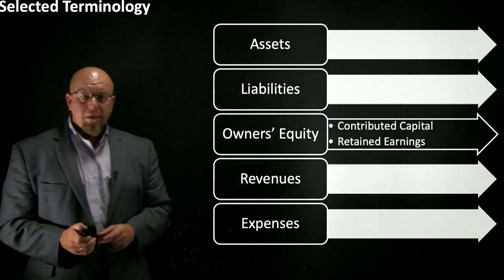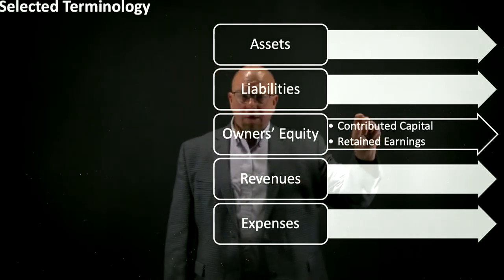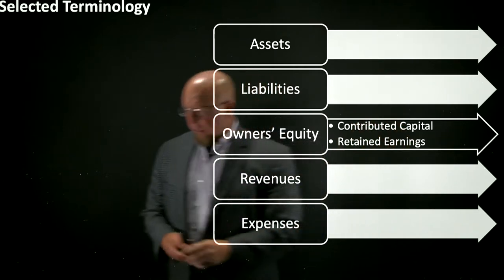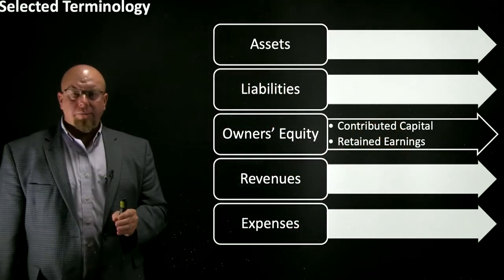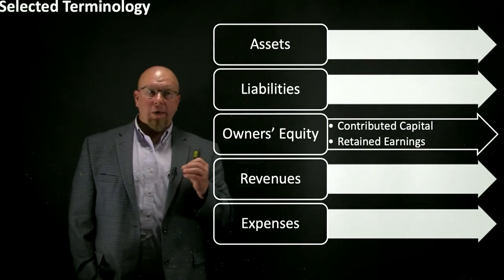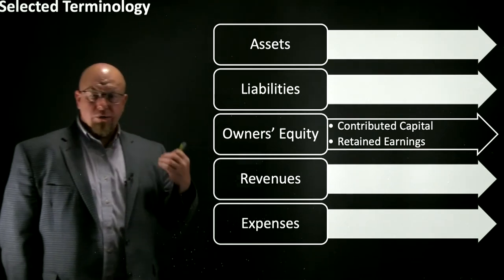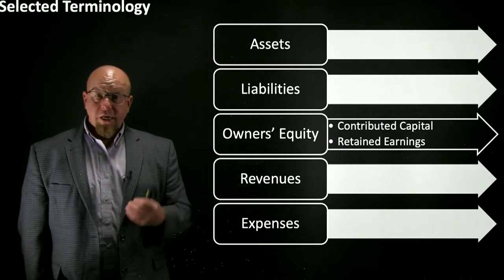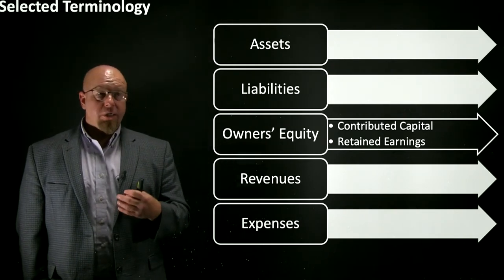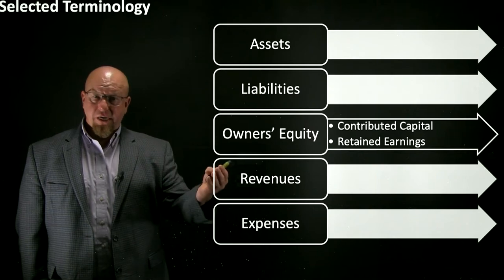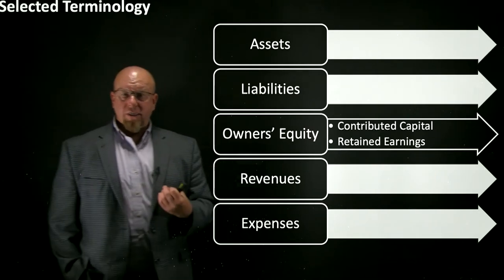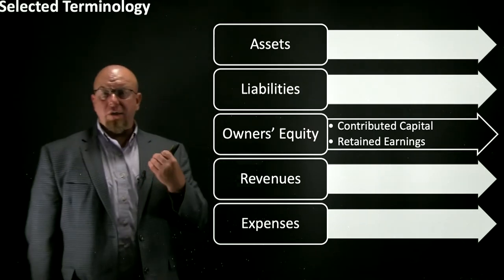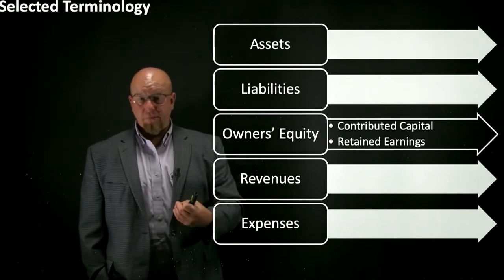Owner's equity really falls into two main camps, okay? So you have contributed capital. That's the money or other resources that the owners have contributed to the business entity. Could be common stock, could be preferred stock, could be a membership interest if it's an LLC. But the takeaway is this: it's capital contributed to the business by the owners of the business.